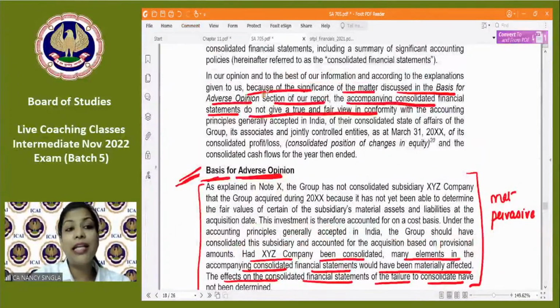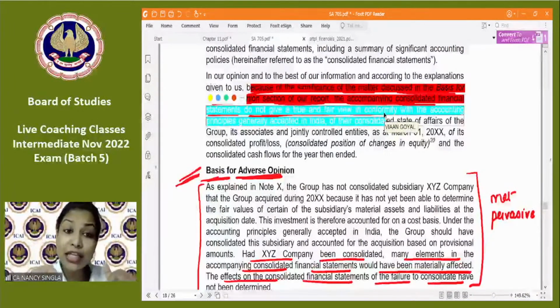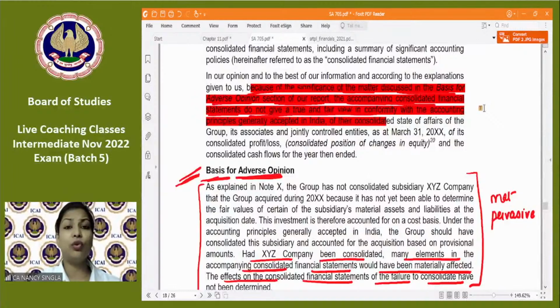Because of the significance of the matter discussed in the basis for adverse opinion section, the accompanying financial statements do not reflect a true and fair view. That because the matter is so significant, which I have discussed in the basis for adverse opinion section, the financial statements as a whole do not reflect a true and fair view. सब कुछ गड़बड़ है, ठीक है, opinion दे रहे हैं, sufficient appropriate audit evidence मिल गया है, ठीक है, and the misstatement is material and pervasive. तो where will the auditor describe that matter? In the basis for adverse opinion section, and the opinion that he'll give, the standard language that is used all across is what? Because of the significance of the matter discussed in the basis for adverse opinion section.